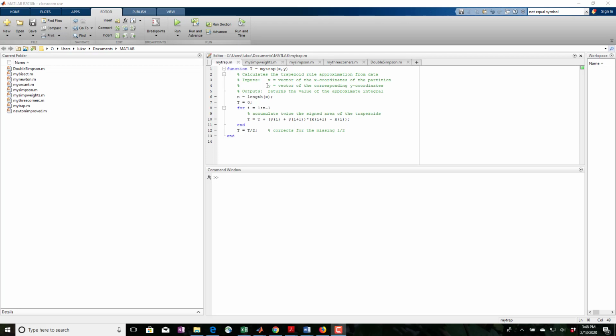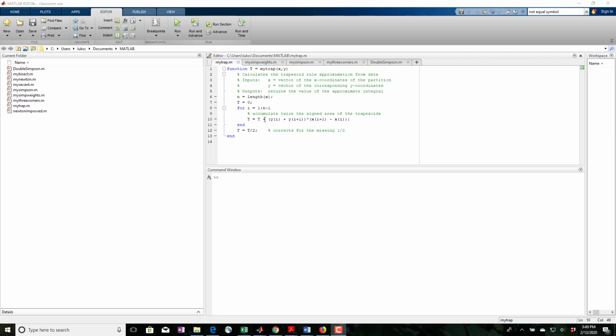Now in this case, it's going to count the number of terms in the x vector and determine that as n. And then it's going to start the trapezoid accumulator t equals 0. And then we'll count from 1 to n minus 1 and figure out what the area is of the trapezoids. Now it just turns out that the math is easier if you do the average y times the delta x, the width of the area, and then do the divide by 2 at the end. You don't have to do it this way, but it does work.